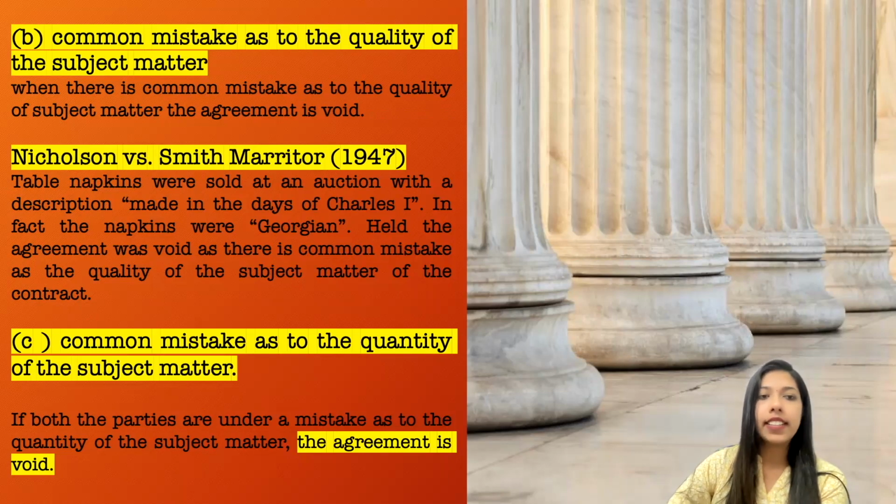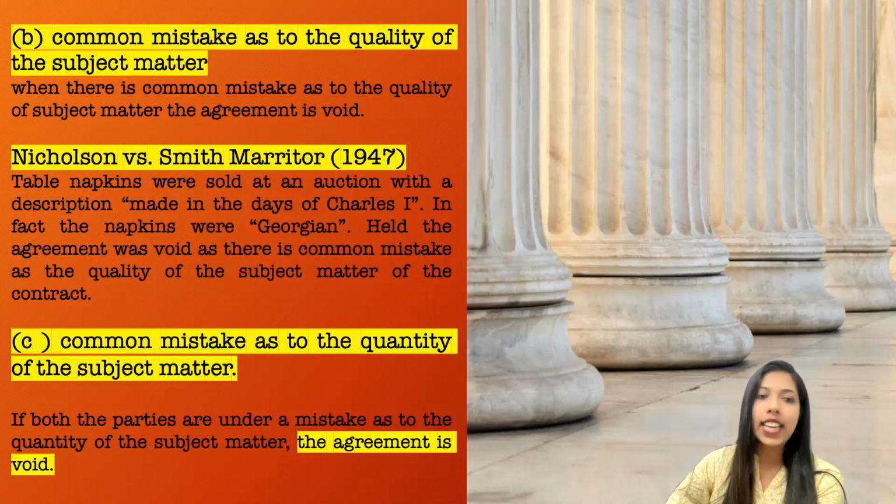And it was held that the agreement was void because there was a common mistake as to the quality of the subject matter. The quality of the subject matter was the basis of this particular common mistake. The napkins were actually Georgian, but it was written that they were made in the days of Charles. Because of this, the agreement was treated as void in nature.